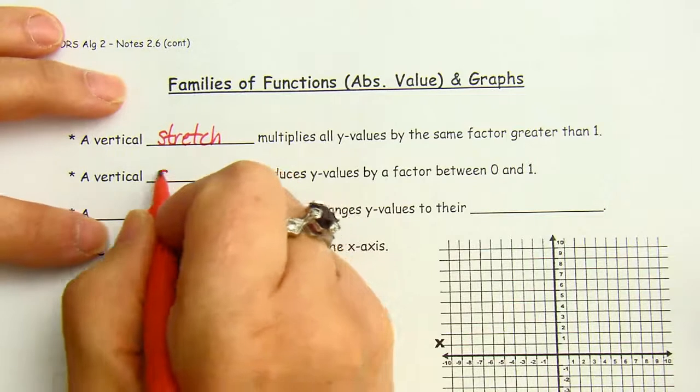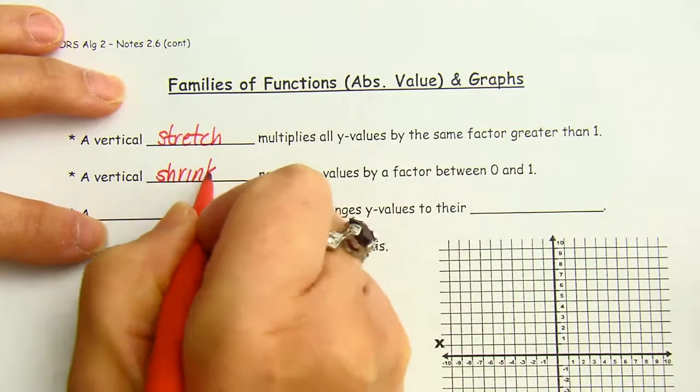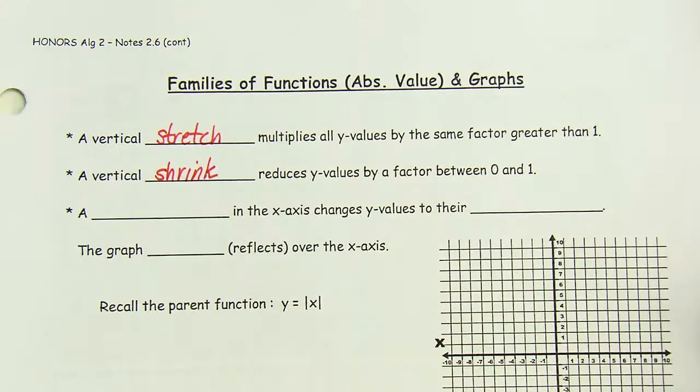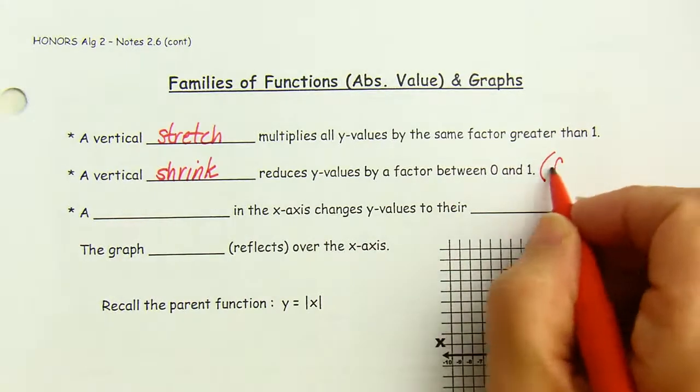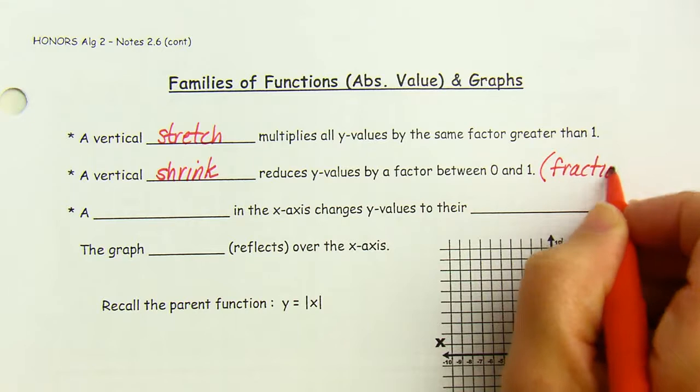And when you shrink a graph, it's going to reduce the y values by a factor between 0 and 1. And the reason that happens is because you're multiplying by a fraction.